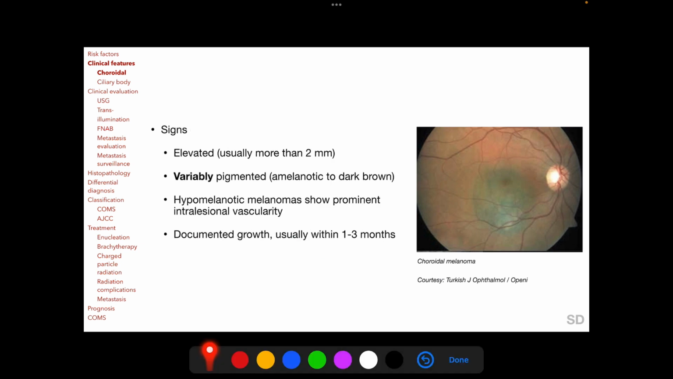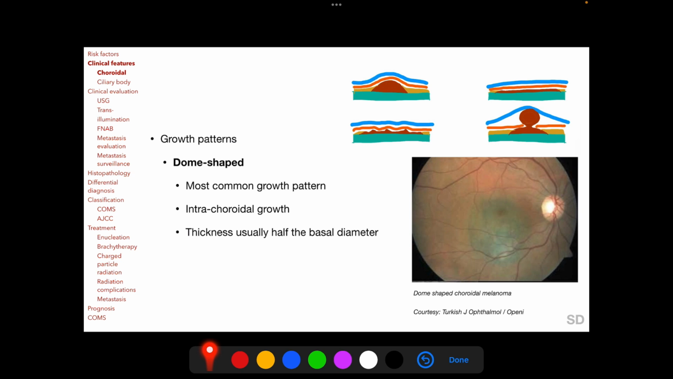On examination, a choroidal melanoma appears as an elevated lesion, usually more than 2 mm in thickness, which is variably pigmented, and the color can vary from dark brown to amelanotic. Hypomelanotic melanomas show prominent intralesional vascularity, and growth of the lesion can usually be documented within 1 to 3 months. A choroidal melanoma usually has any one of 4 growth patterns.